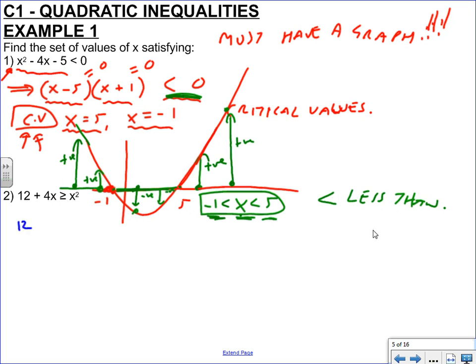Example 2 doesn't look like it's in this form, but it can look like this form, can't it? We could move everything over to the left. So now it absolutely looks like a quadratic that we can solve. So like before, it looks factorizable, if that's a word. And we'll try that. So instead of having x on the left in the brackets like this, we can factorize it with it on the right, can't we?